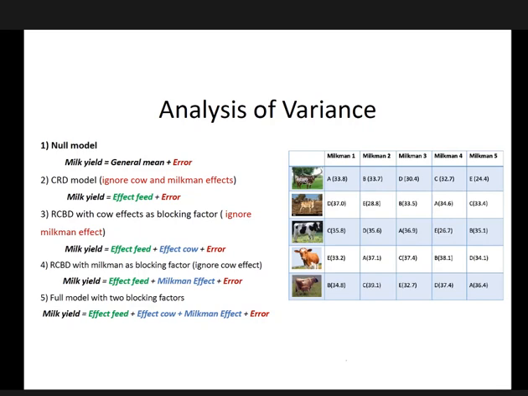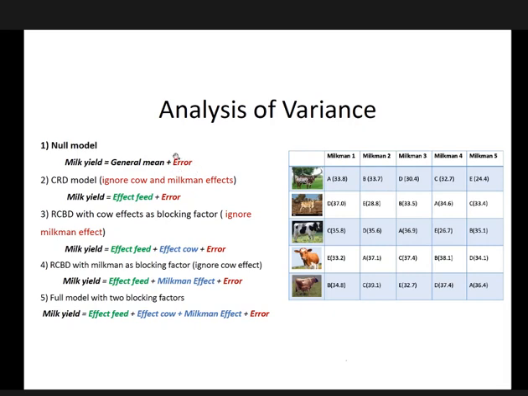Model 1. Model 2. Why is model 1 having the biggest error? I say model 2 has the biggest error. You defend your answer. I think model 1 because it has the effect of the feed. I think and it has so many blocking factors. Okay. So in model 1, it's both treatment and experimental error.